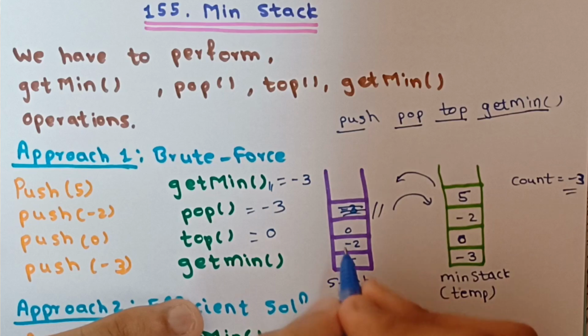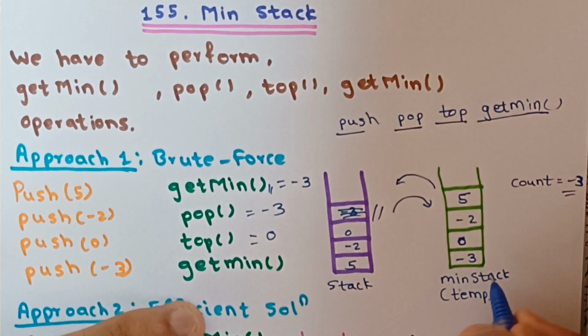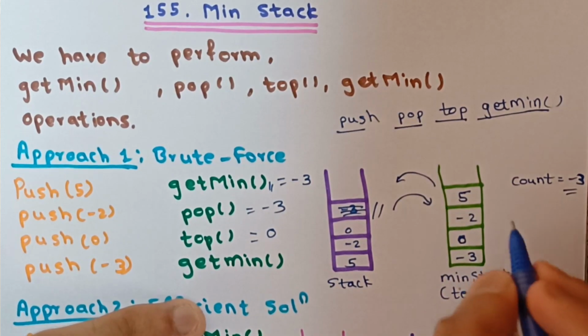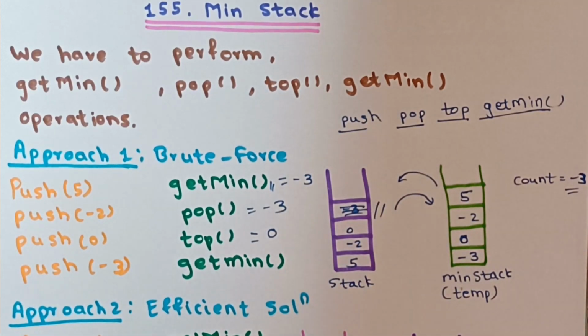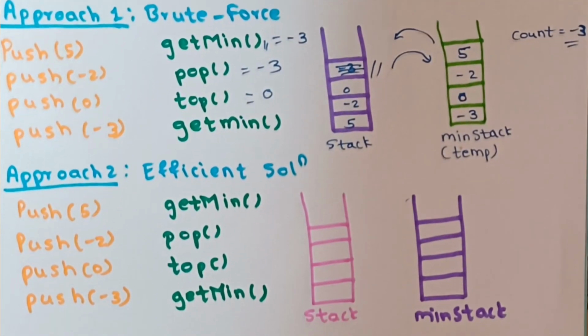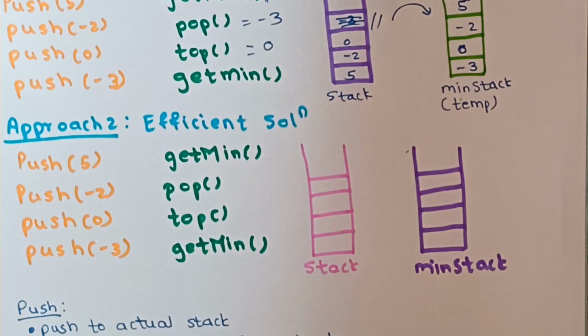So again we will put all the elements in the temp stack. This will increase the time complexity of our program, because we are traversing the elements from the stack again and again, and this will not be done in constant time complexity. So we will not go with the brute force approach. Simply we will see the efficient solution, approach 2, which is the optimal approach.